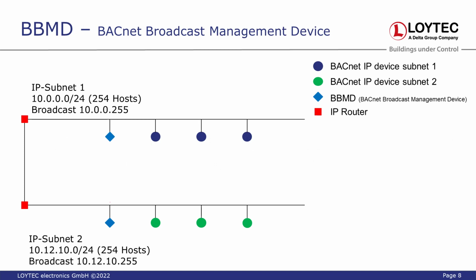Let us also assume in this example that our network consists of two different subnets. Subnet 1 with the range 10.0.0.0 and the broadcast IP address 10.0.0.255, and subnet 2 with the range 10.12.10.0 and the broadcast IP address 10.12.10.255. In both subnet 1 and subnet 2, we each have one BBMD and three BACnet IP devices. In order to enable the communication between both BBMDs, we need to set up a BDT, which is a broadcast distribution table.